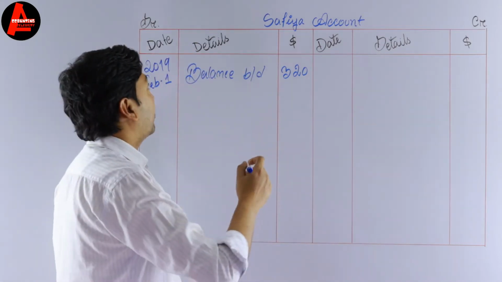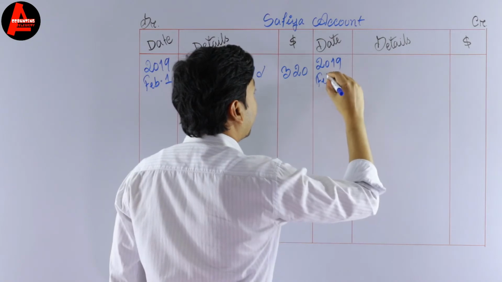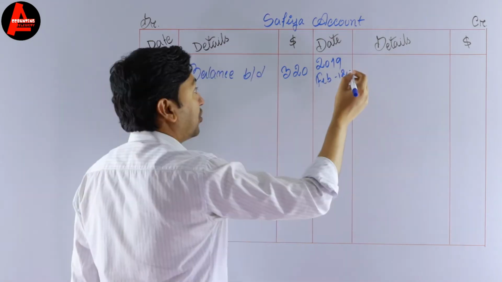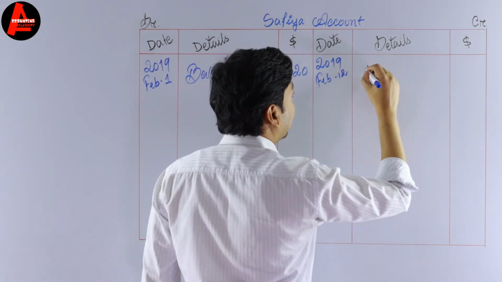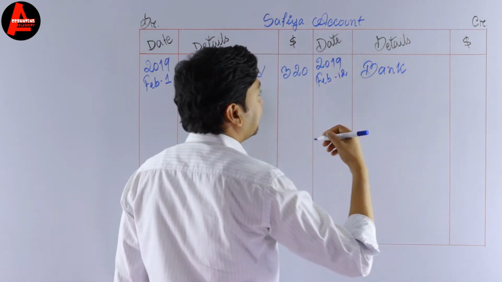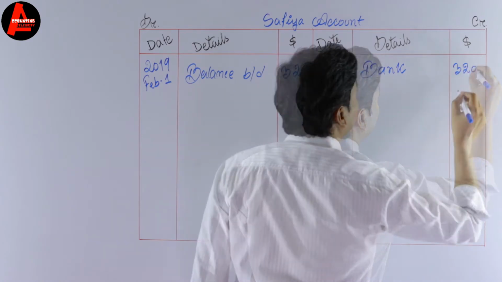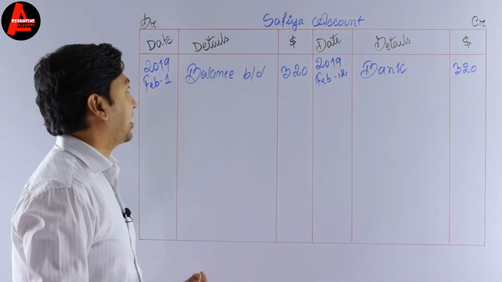Let us write the date first, 2019, February 12. We write here bank, because money is received by check, and check means bank. It is $320. That finishes the second transaction.